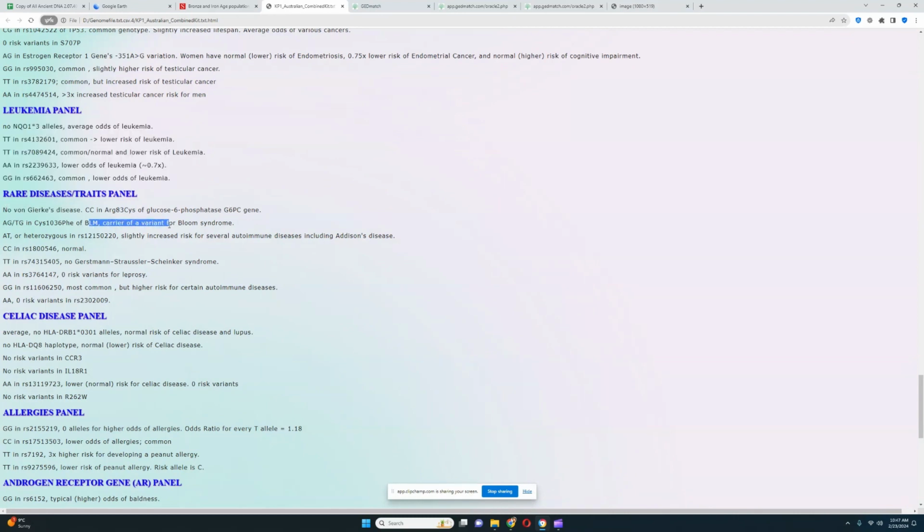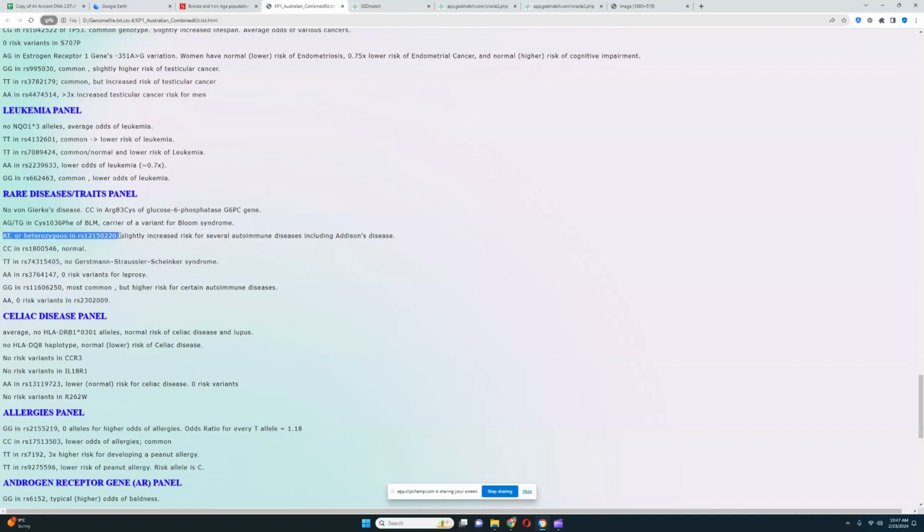He is a carrier for a variant for Bloom syndrome. Wow, that's interesting. He's a carrier for a variant of Bloom syndrome. I don't think I've seen that before. Okay, that's interesting. But if it says carrier, then it's probably not expressed. It's probably a recessive trait, and you need two risk alleles to actually have the illness. So in this case, it's probably nothing to worry about.